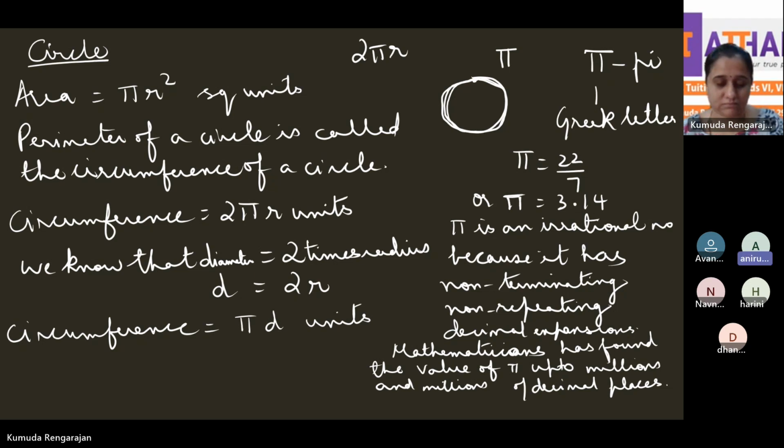Ma'am, the last sentence on the right side is important because it has non-terminating, non-recurring decimal expansions. Mathematicians have found the value of pi up to millions of places. Is that important, ma'am? Everything you see on the screen, you must write in your notebook. Okay, ma'am.